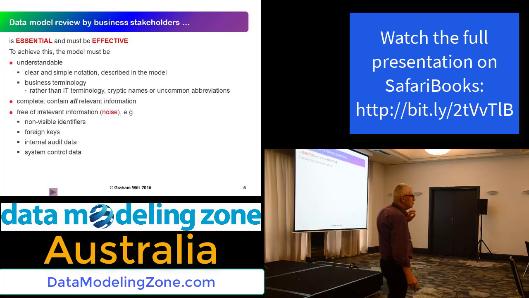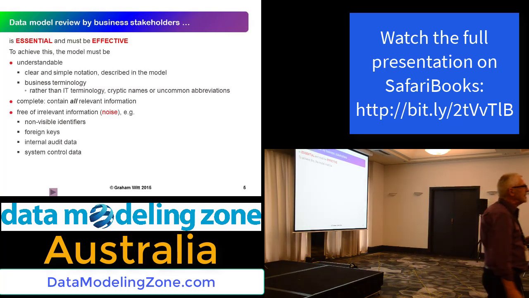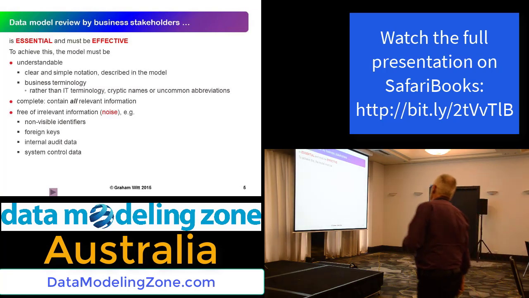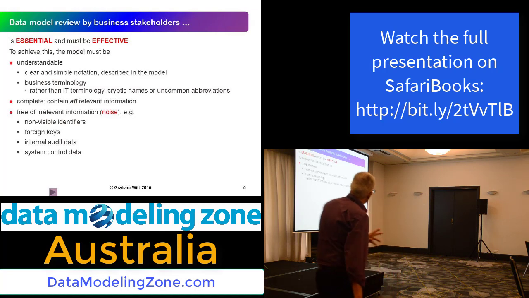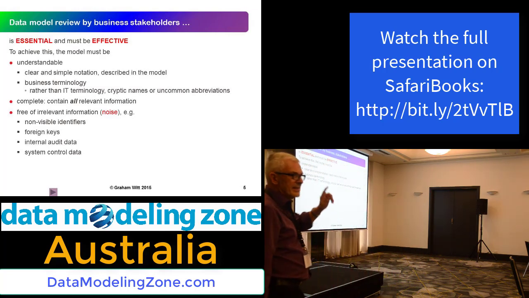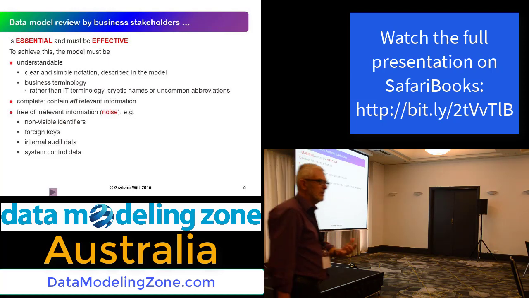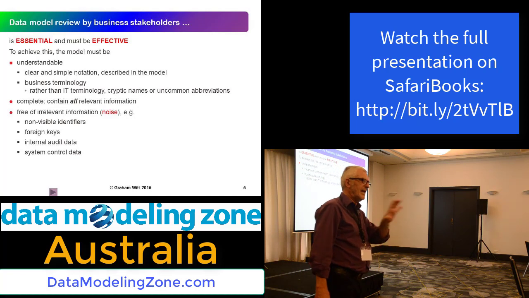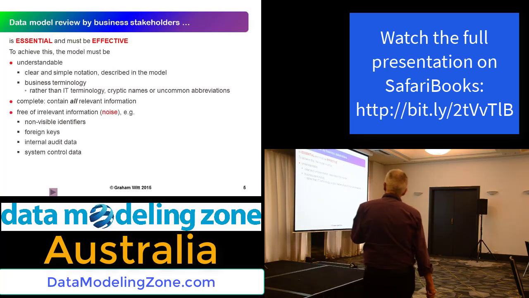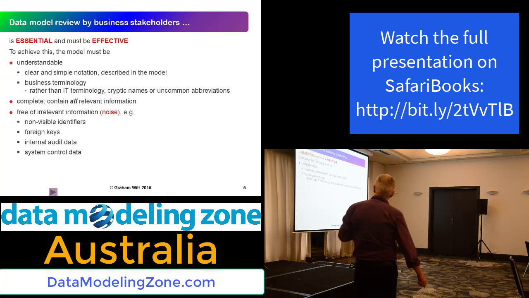Okay, so how can we make, or at least increase the likelihood, that business review will be effective? One criterion is that the model must be understandable. The person reading the model must be able to look at what the model contains and say, yes, I know what's going on. That requires a couple of things.